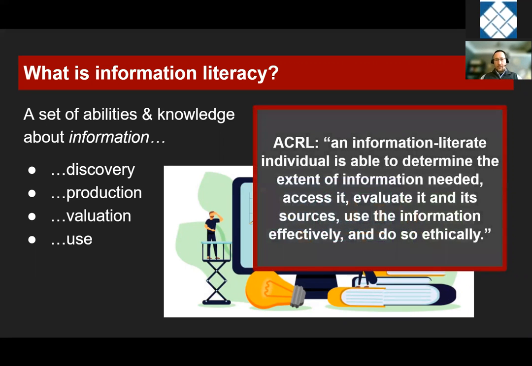The Association of College and Research Libraries would say that an information literate individual can determine how much information they need. They can access information. They can evaluate it and the sources that it comes from. And then they can use the information effectively, ethically, and legally. So the legality is part of the ethics there.